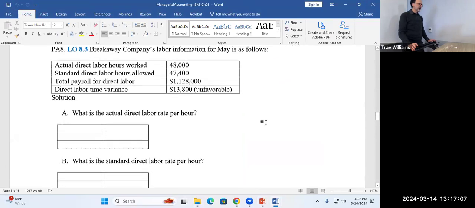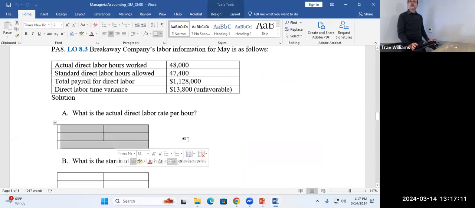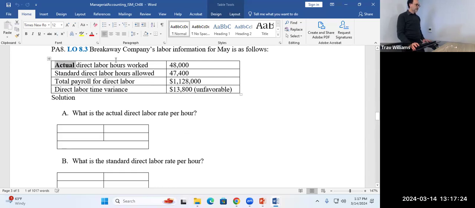In the problem set, I've put some of those little tables in there because those are useful in many cases to solve these problems. Let's see what information we have. We've got the actual direct labor hours, so that's the actual hours. We've got the standard hours for that level of production.